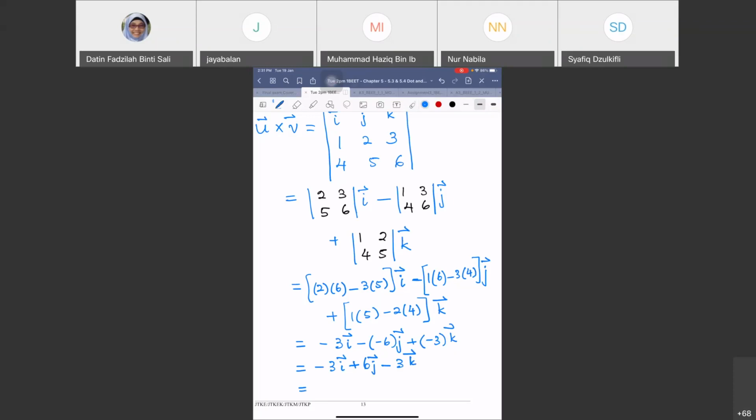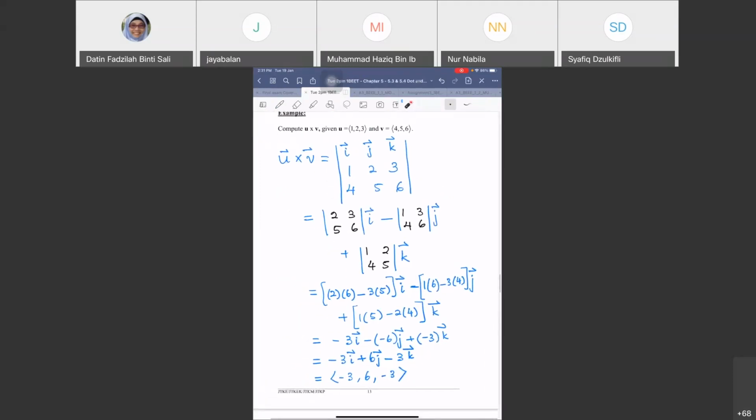But I just want to write the last component. Either you write in terms of ijk, our standard basis, or you can also write in terms of the component form of a vector. Basically, as I said, the last answer is optional. Until your minus 3i plus 6j minus 3k, that is enough. So the last one is optional, but I just want to write. So again, this is your cross product u cross v.